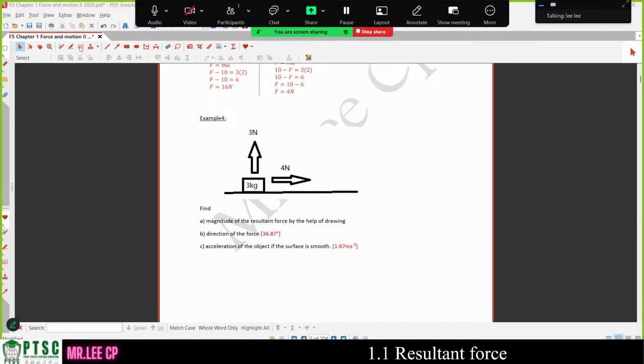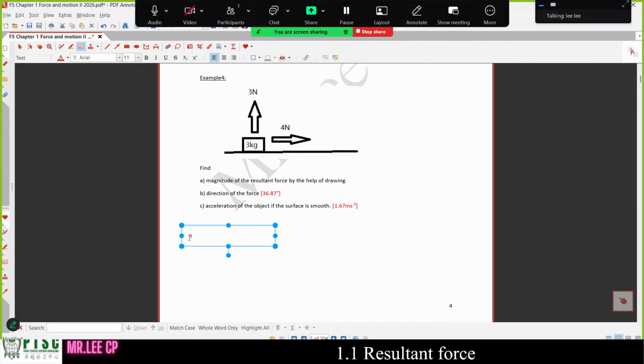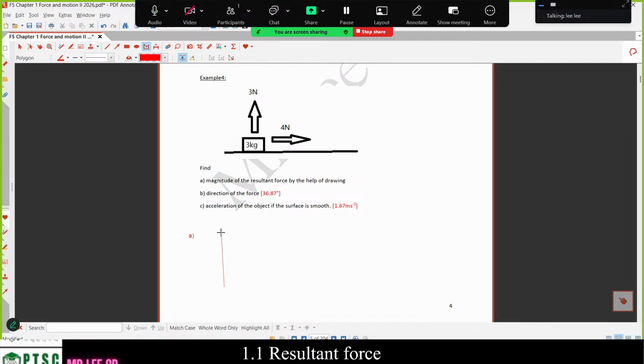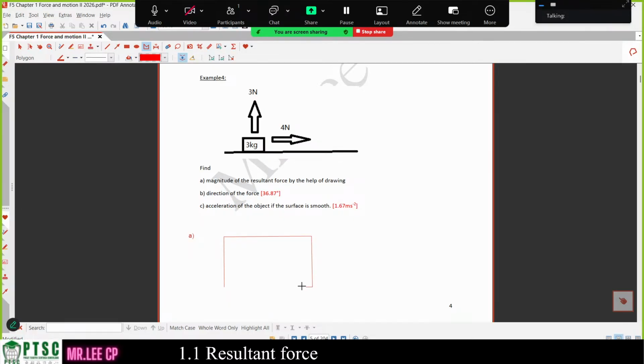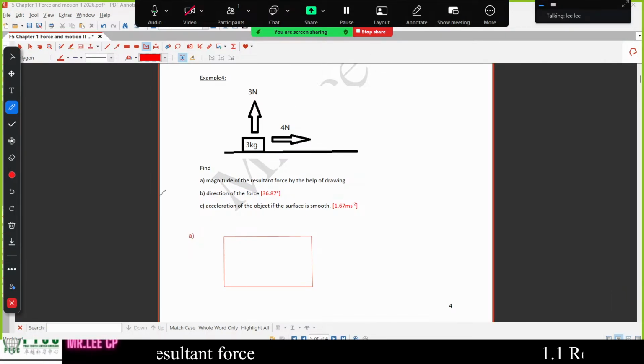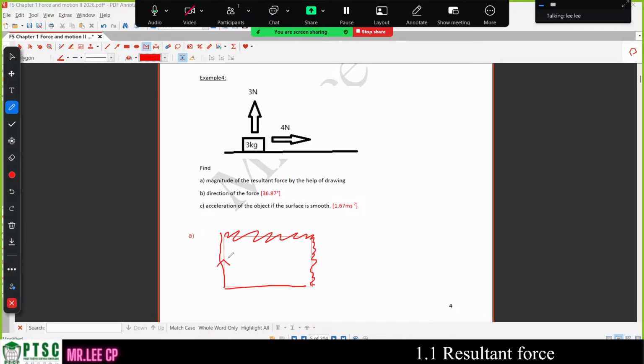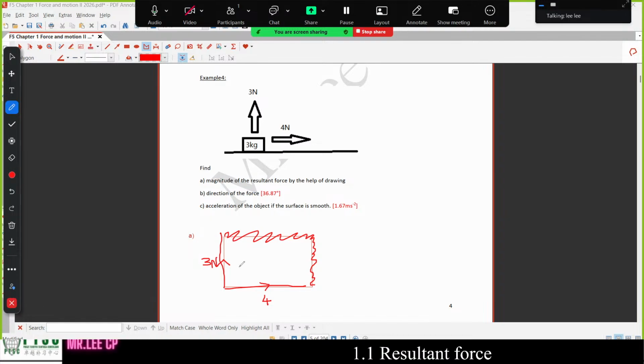Now a, you need to draw this. They ask you to draw, not I ask. Actually you draw 2 only, so I draw an extra one because later we are going to continue. So first of all, you need to draw this one and this one. This one is 3 Newton, this one is 4 Newton.